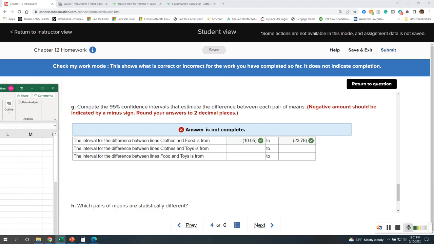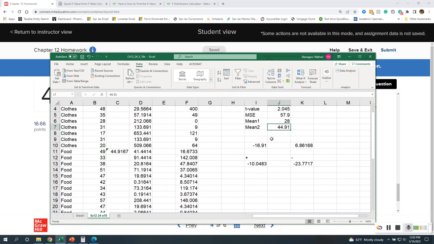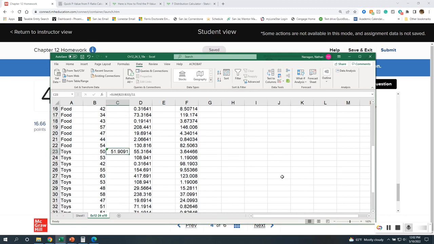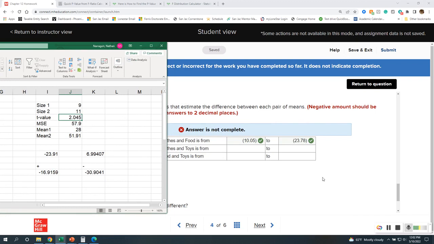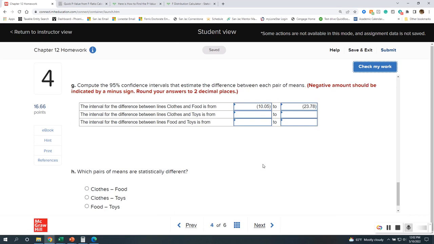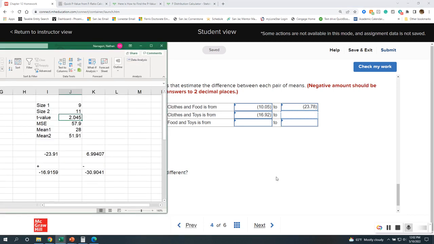Next, it wants nose, clothes, and toys. So 51.91 is mean 2. That sample size was 11 compared to 12. Nothing else changes. We're looking at negative 16.92, negative 16.92, and negative 30.94.